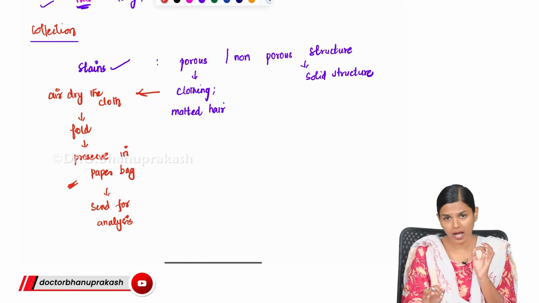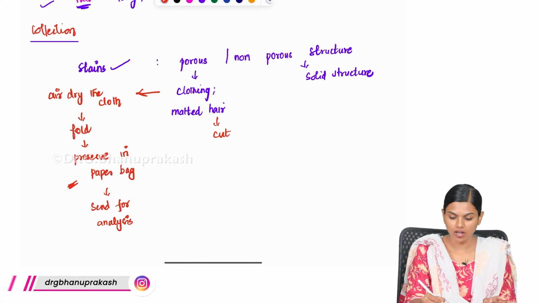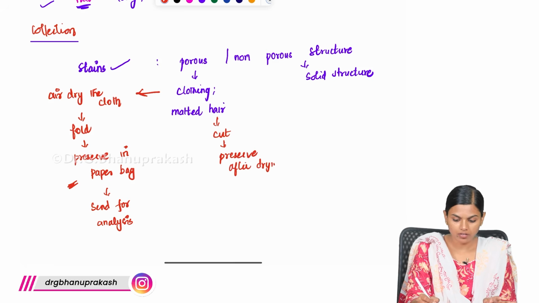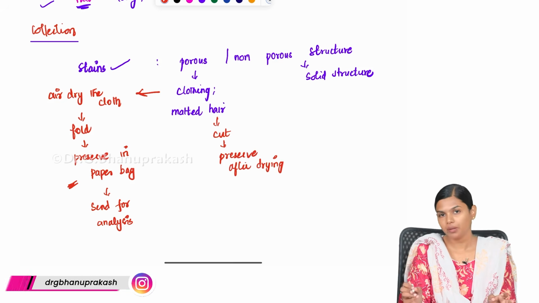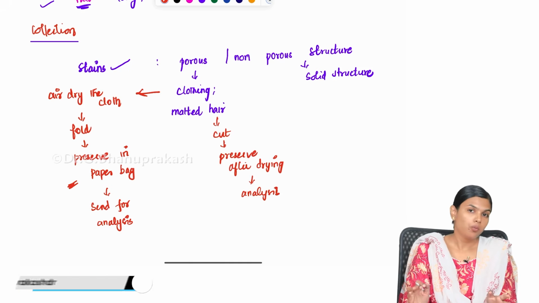If you get a matted hair, you have to cut the hair and you have to preserve it after drying. Same, in the paper bag you have to send for analysis. So that is how you preserve in a porous structure.